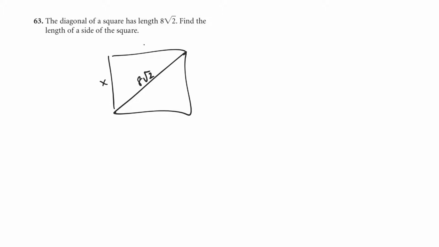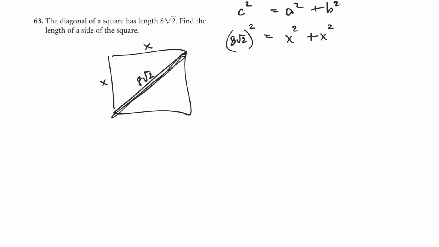Okay, another one. A diagonal of a square. Here's a square. The diagonal has a length of 8 root 2. Find the length of a side of the square. Okay, well, this side is x, and since it's a square, that side would be x. I can use Pythagoras again. So 8 root 2 squared is equal to x squared plus x squared. That's our formula, Pythagoras. And c is always the longest side. That'd be this one.